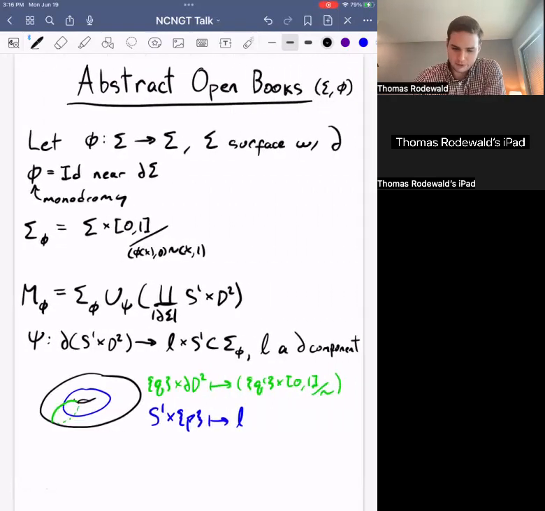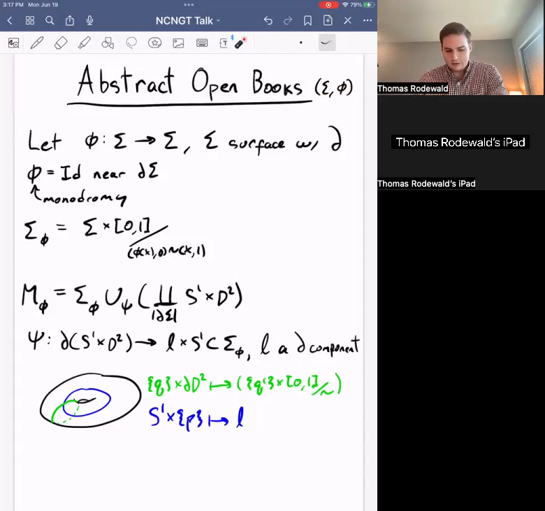So without further ado, let's move on to abstract open books. For an abstract open book, you just need two pieces of data. One is a surface with boundary, and the other is a map from the surface to itself that's the identity near the boundary. We call this the monodromy. So what you do is you take the mapping torus of the surface with this monodromy. That's going to be the surface cross the interval, where you identify phi of x, 0 with x, 1.